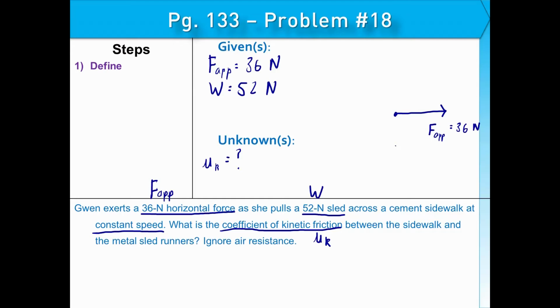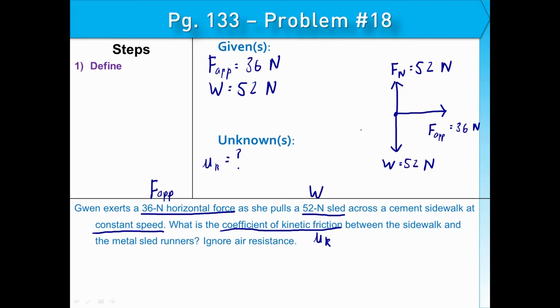We know that there's weight. Weight always points downward, so I'm going to point downward right here. Here's my weight, and it's 52 newtons. Now, because we're on a cement sidewalk and we're assuming that's perfectly horizontal, there is a normal force that's opposite in the direction of weight, but equal in magnitude. So this vector here is going to be my normal force, and it's going to be equal to 52 newtons.